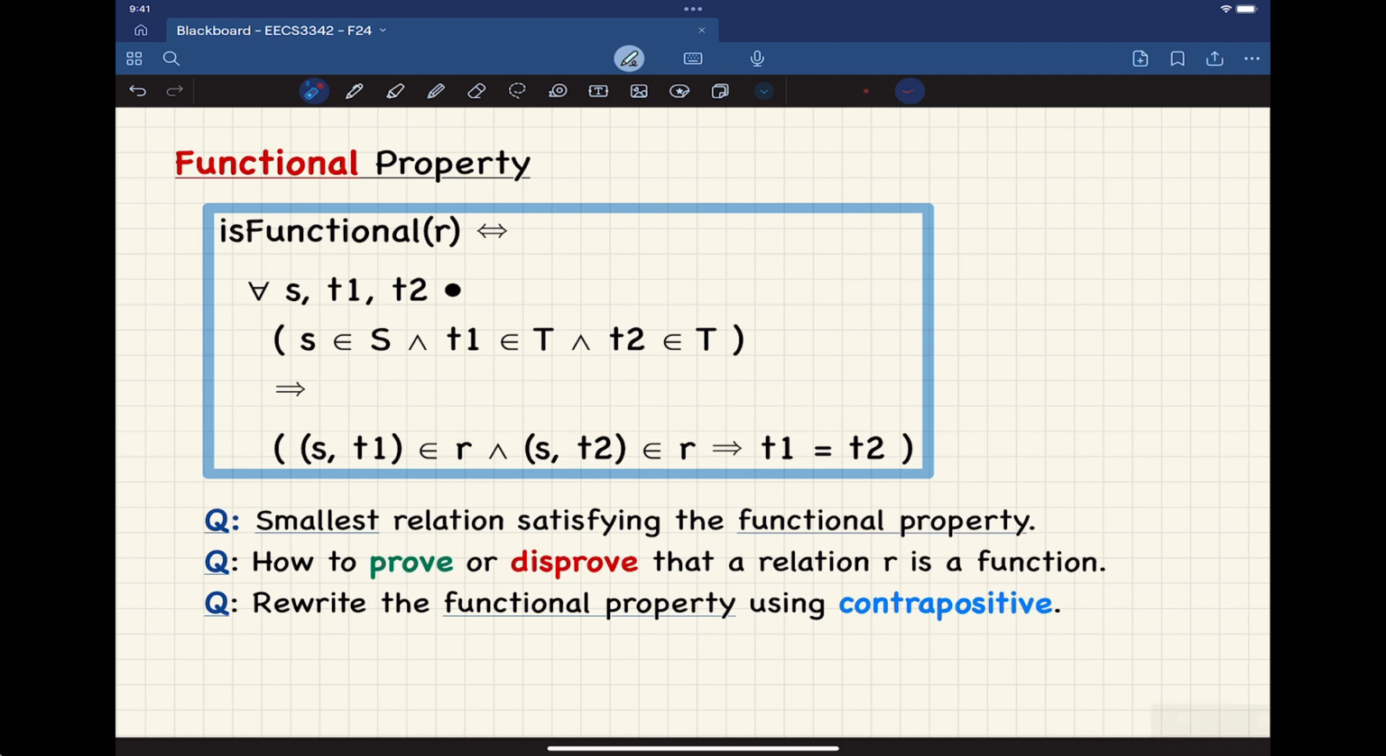Okay. Number 1, we want to know, so R over here is a relation. So R is a member of S relation T. R is a relation to start with. And we're saying that there's certain R that is at the same time a relation, but at the same time it's also a function.